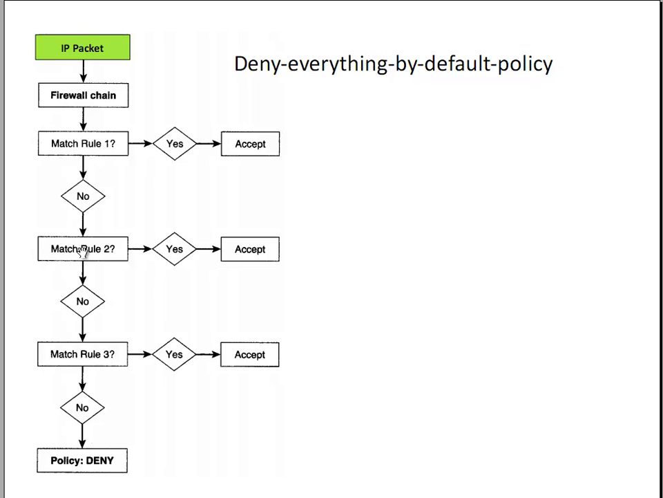Now rule 2 is matched against the contents of the IP packet. If that matches, that's accepted. If it doesn't, it goes to rule 3, and so on. Notice here that the default policy is to deny, and that is, if no firewall rules are matched, then we deny the IP packet's access to its final destination.